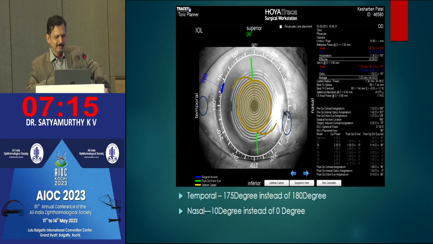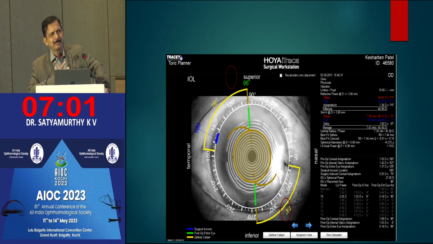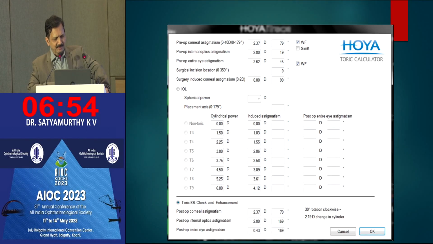iTrace comes to help. This is what I use regularly. Here, as you see, the reference markings are not equal. They are not at 0 and 180 degrees. One is at a different point, the other is at 170 degrees. So the Zaldivar caliper helps us. There's an option showing how much you should rotate so that you get the desirable axis. For example, in this particular case, the patient had 2.8 diopters of cylinder astigmatism, and after rotation of about 30 degrees, it came down to almost 0.4.